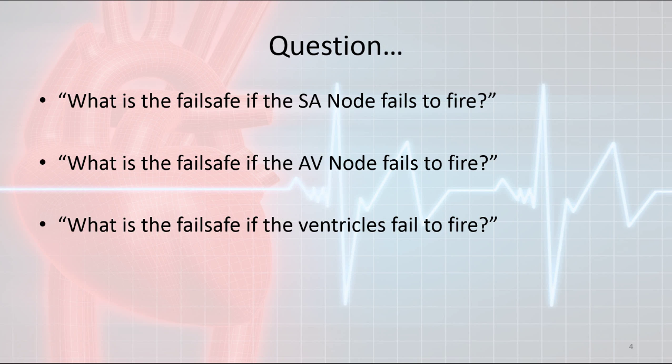So real quick, before we get started, what is the failsafe if the SA node fails to fire? Well, in that case, it would be the AV node. The AV node is the backup to the SA node, so the AV node is the backup pacemaker. Well, what happens if the AV node fails to fire? In that case, it would have to be the Purkinje network or the Purkinje fibers. What happens if the ventricles fail to fire? Well, basically you go into asystole. You end up in a lethal arrhythmia.